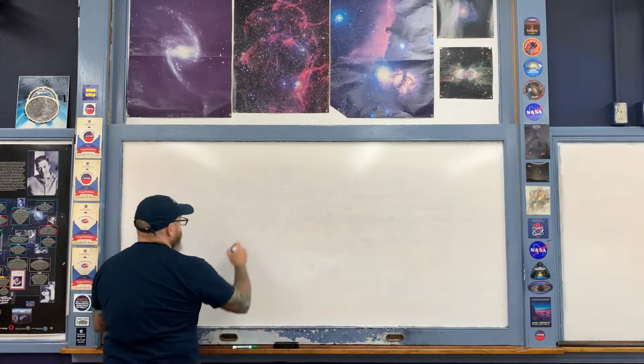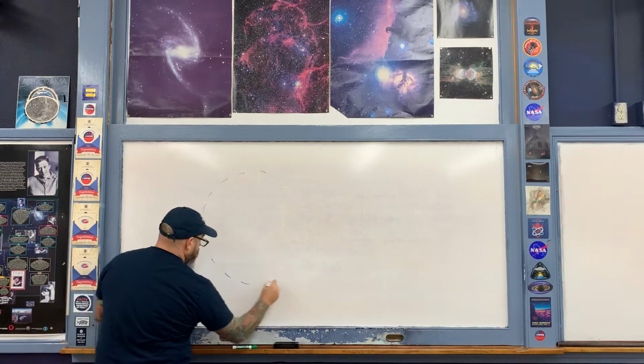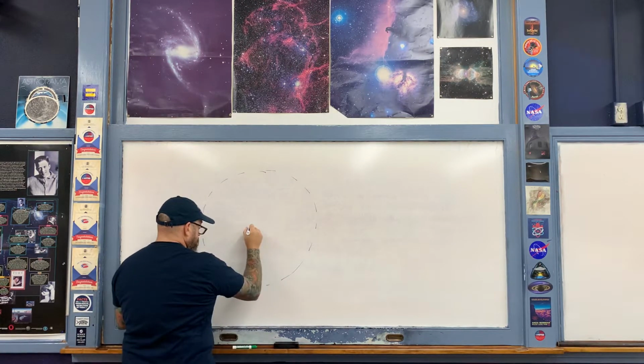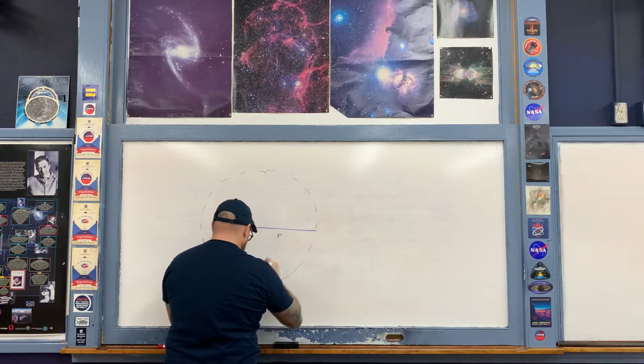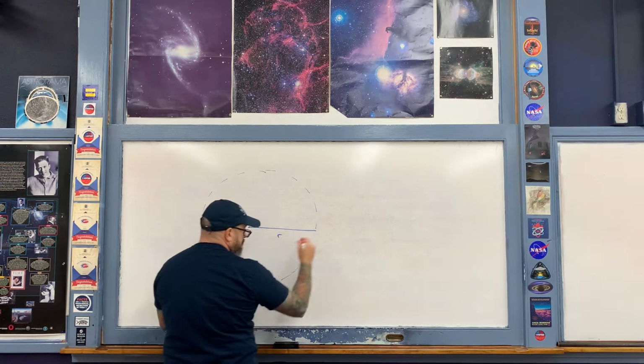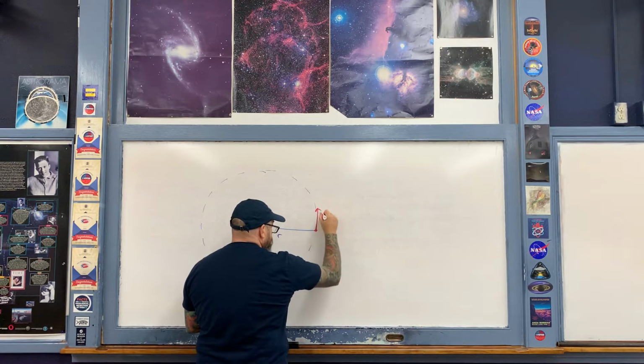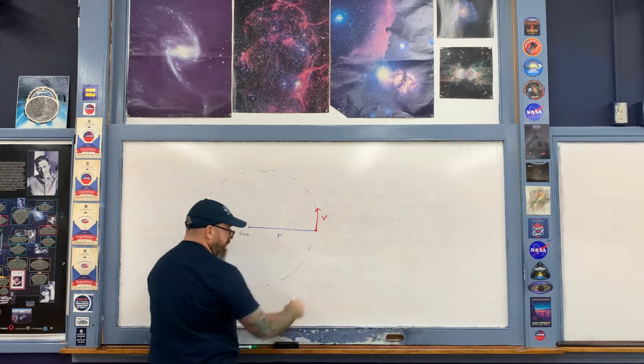Okay, so we have the following. Right here is the Earth's orbit about the Sun. Let's say right here is the Sun. Here's the radius of the orbit. Let's say that on this diagram, the Earth is right here at this moment, moving in this direction with a linear speed v.